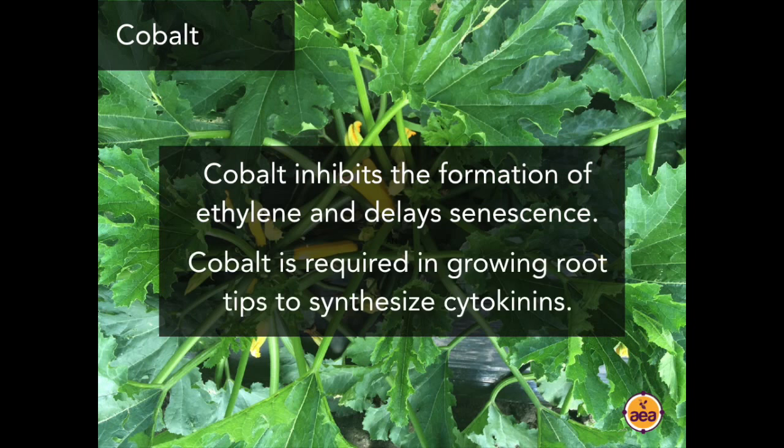Secondly, cobalt is also required as an enzyme cofactor in the growing root tips to synthesize cytokinins. So we find that when plants have adequate levels of cobalt, we have much higher levels of cytokinin production and very tightly spaced internodes on the upper parts of the plant and a lot of branching. So very strong reproduction that is connected to having adequate cobalt present in the root system.